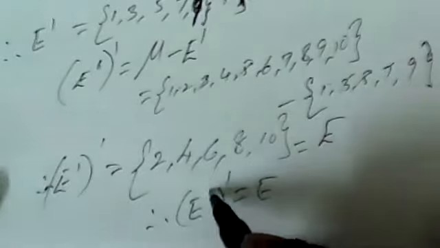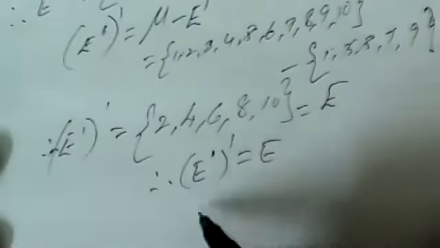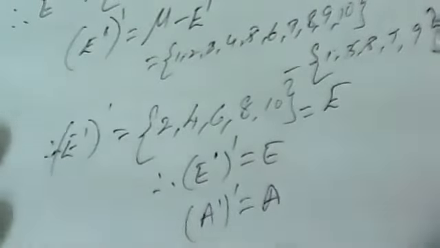Observe the set E. Where is your E? E is 2, 4, 6, 8. 2, 4, 6. So it is equal to E. So what happens? It's nothing but equal to E. So therefore, what we have? E complement, whole complement. What we notice is A complement complement is A. Generally speaking, the complement of the complement of any set is nothing but A only.